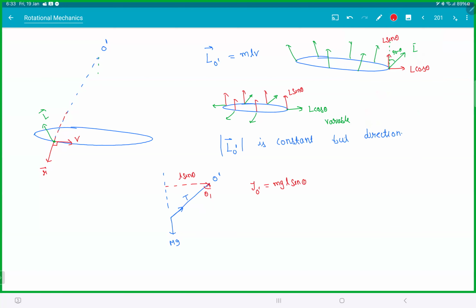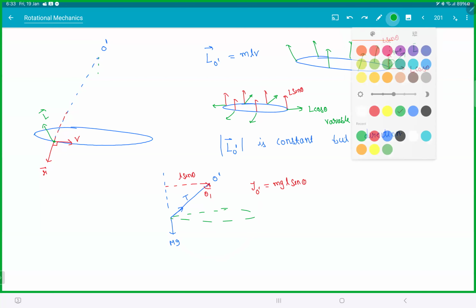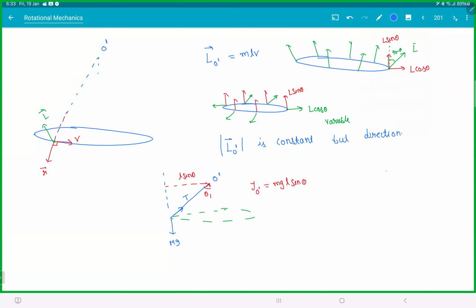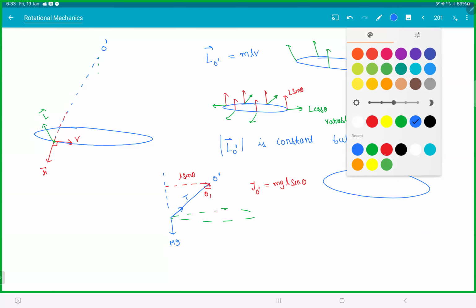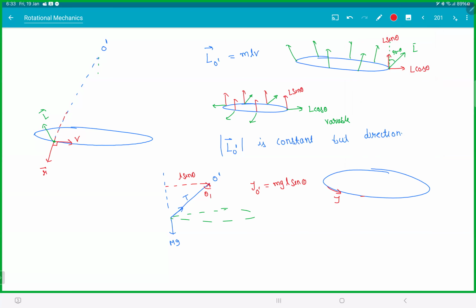And the other interesting part, this torque direction is also changing. How is this torque direction? Isn't it rotating this way? The torque direction is like this. Torque is always along the circle. Torque is also not constant. At different positions, you have different torques. Torque is along the circle.